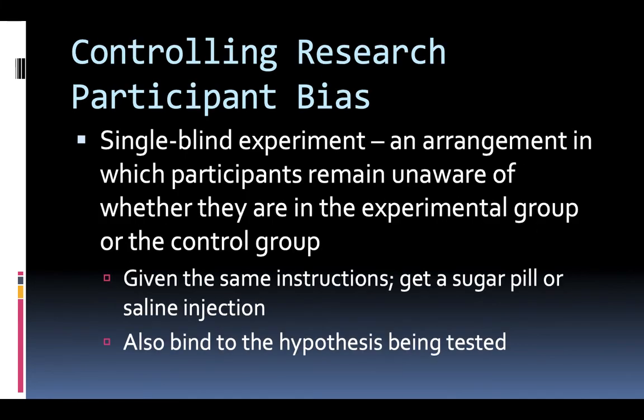So I just mentioned this, a single blind experiment. This is an arrangement in which participants will remain unaware of whether they're in the experimental group or the control group. These people are given the same instructions. They get a sugar pill or a saline injection. They're also not blind to the hypothesis being tested in many cases. So they may not actually know what type of experiment they're in.